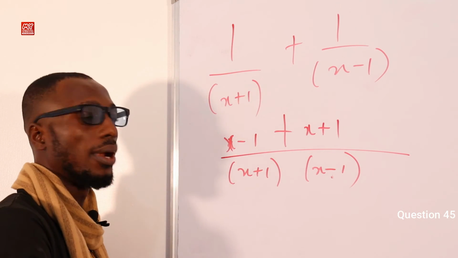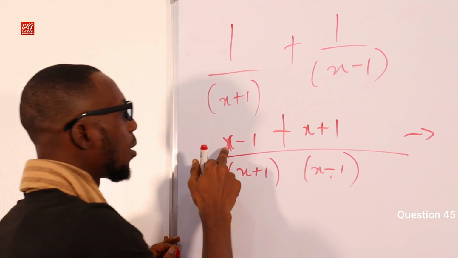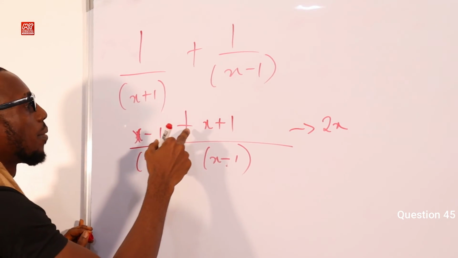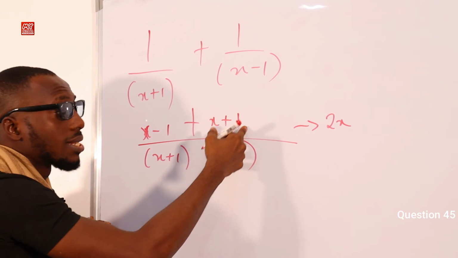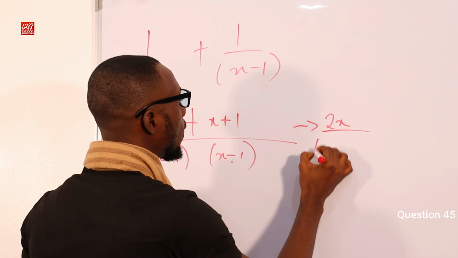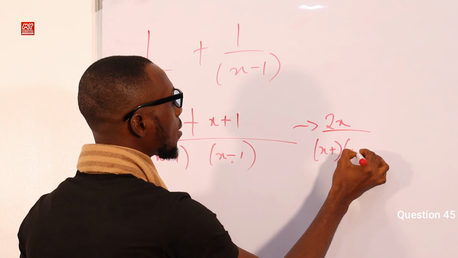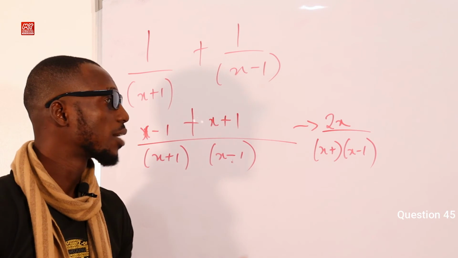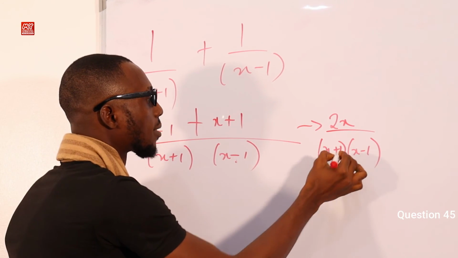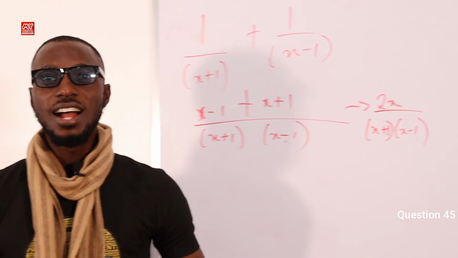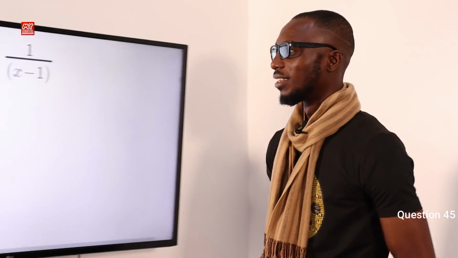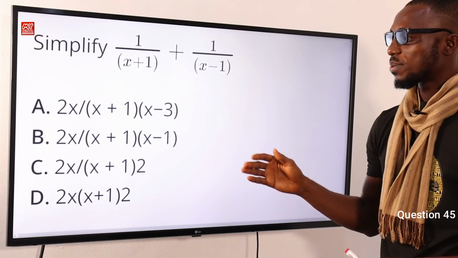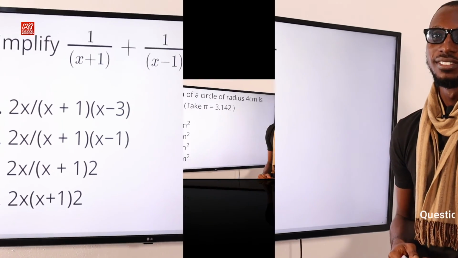So what can we do? We can collect like terms for the numerator. x plus x, we have 2x, minus 1 plus 1, okay, that is 0. So we have 2x over x plus 1, x minus 1. Okay, so this should be our answer. 2x over x plus 1, x minus 1. So join me as we select the correct option. So we can find that in option B, 2x over x plus 1, x minus 1.